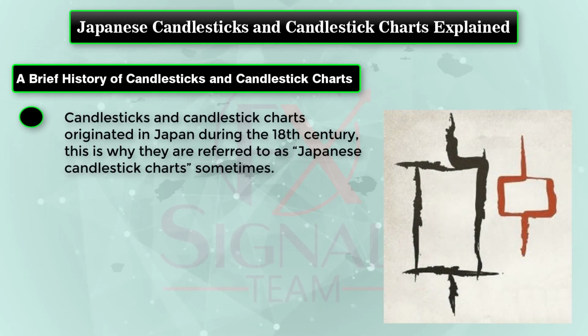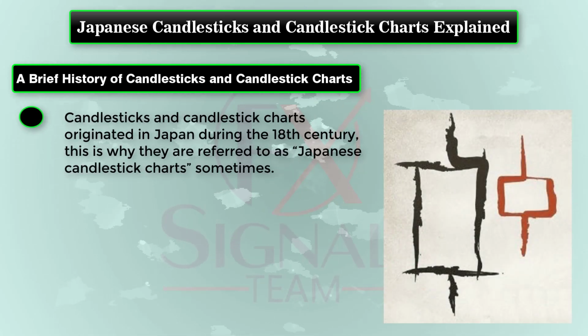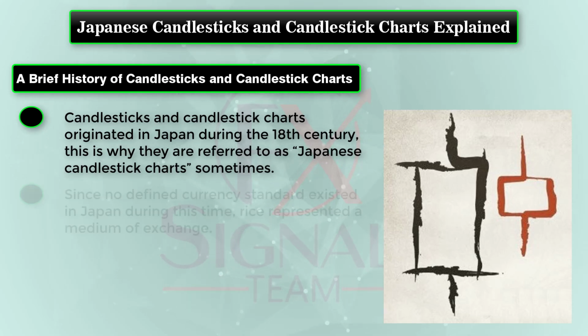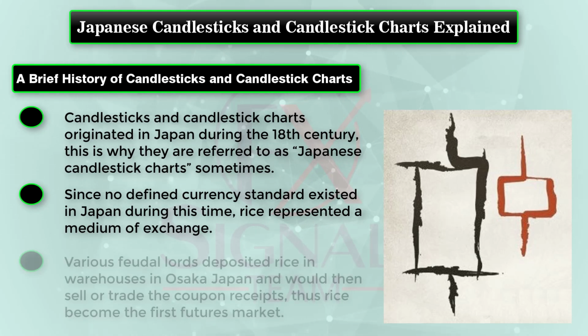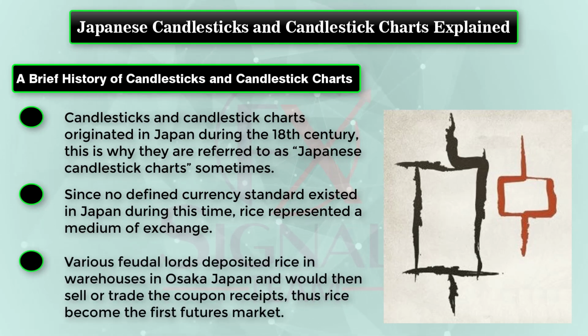Candlesticks and candlestick charts originated in Japan during the 18th century. This is why they are referred to as Japanese candlestick charts sometimes. Since no defined currency standard existed in Japan during this time, rice represented a medium of exchange. Various feudal lords deposited rice in warehouses in Osaka, Japan, and would then sell or trade the coupon receipts. Thus, rice became the first futures market.